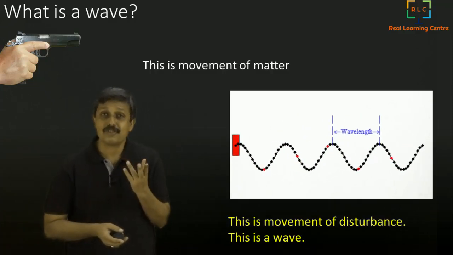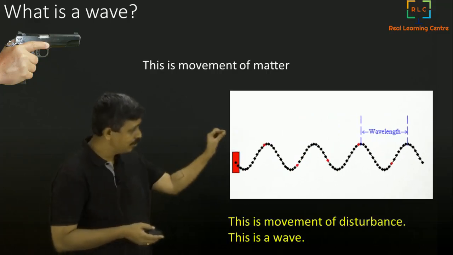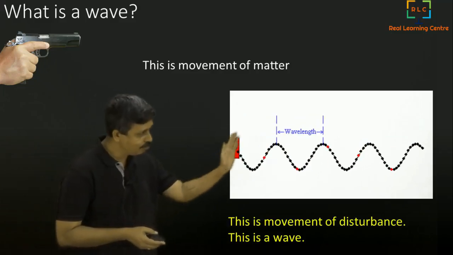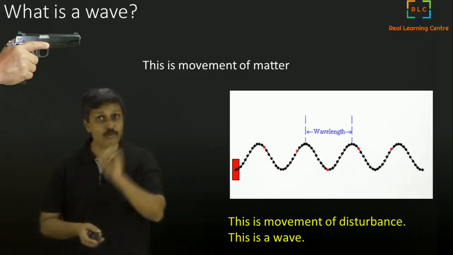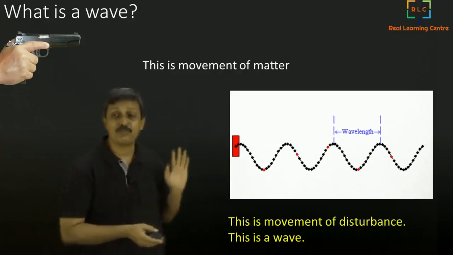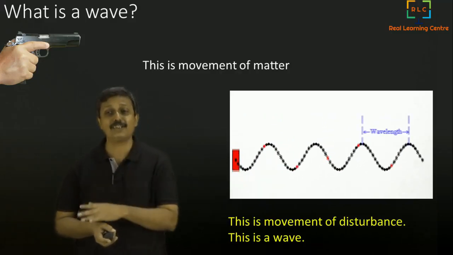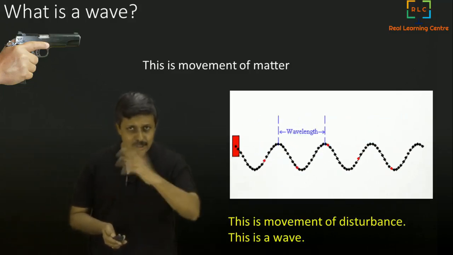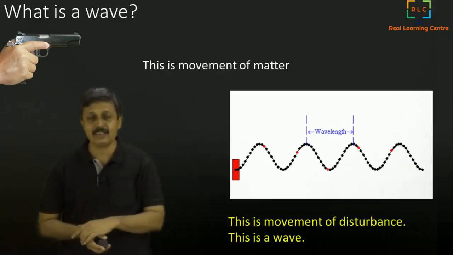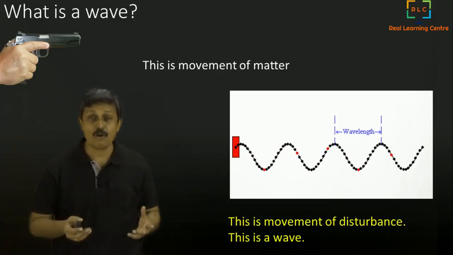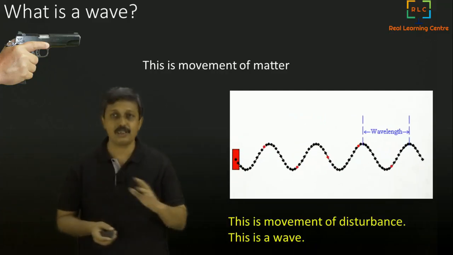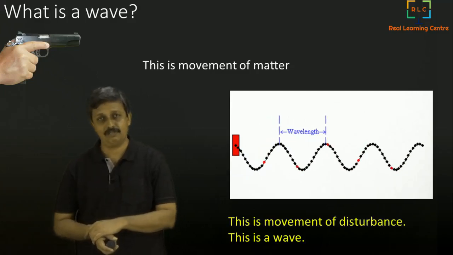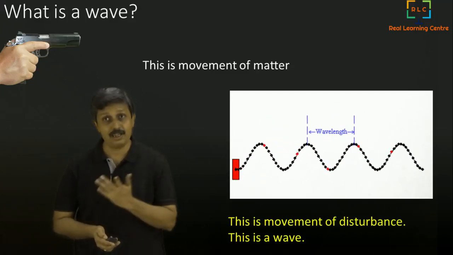So what is the disturbance? Each bead, instead of simply sitting, we have disturbed it. That disturbance is going from left to right. The beads are not moving. The disturbance is. So movement of a disturbance is basically called a wave. A disturbance of something. We will gradually understand it in a more generalized form. The disturbance of something that moves in space is called a wave. That is the difference between a wave and matter.